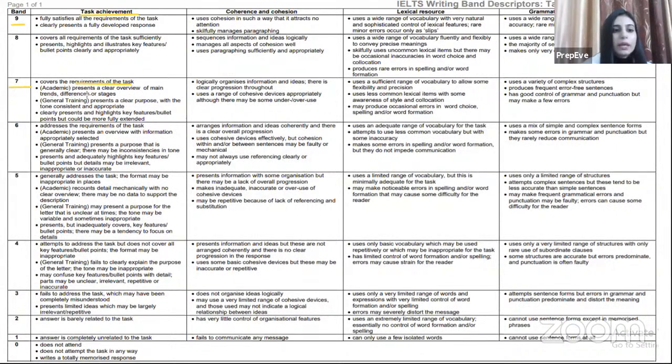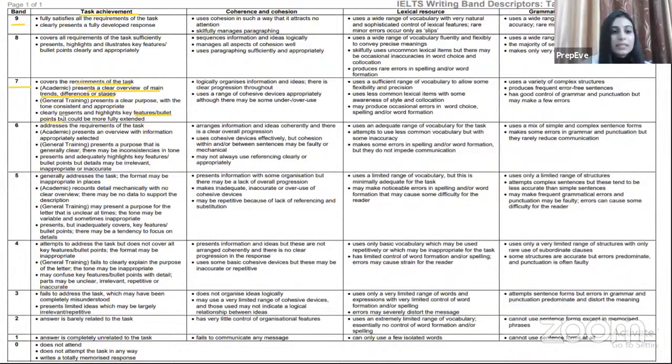And for the academic task 1, you have to present a clear overview of main trends, differences, or stages. So you have to talk about the trends and the differences, which basically means that you also have to compare. Comparisons are important in case of your report writing. So keep that in your mind. I'm skipping this point because it's about GT. Next is clearly presents and highlights key features, bullet points.